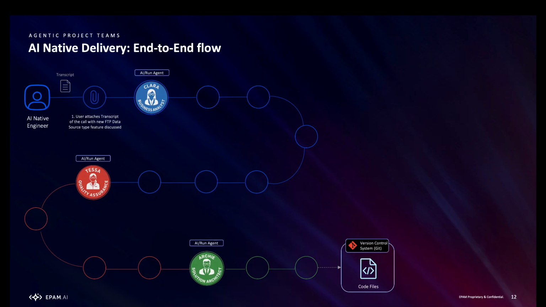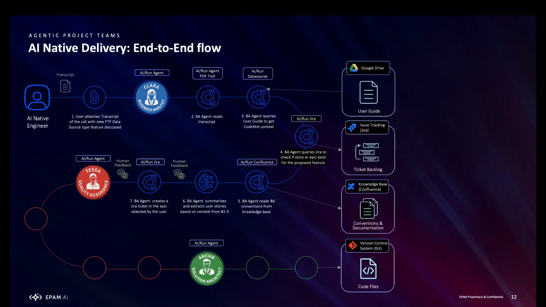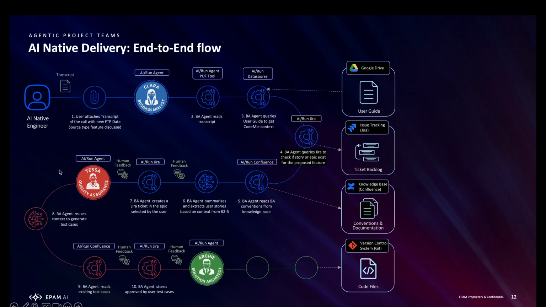Meet our AI assistants. Clara, our business analyst who analyzes meeting transcripts and creates stories with requirements. As you can see on the workflow slide, Clara is connected to multiple tools. She can analyze transcript files, connect directly to Jira for story creation, and access our comprehensive user guide for context and requirements validation. Next is Tessa, our QA engineer who generates test cases for different scenarios. In our workflow, Tessa integrates with both Confluence and Jira. She reads existing guidelines and test cases from Confluence, generates new test scenarios based on user stories, and automatically creates them in Jira using proper formatting.